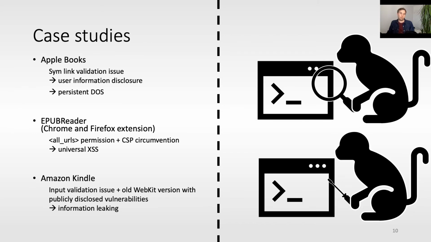On desktop, this is Apple Books, which comes pre-installed on macOS. Here we discovered that a symbolic link could be abused to leak user information or to launch a persistent denial of service attack against the application. The second case study involves the Epub Reader extension for both Chrome and Firefox.